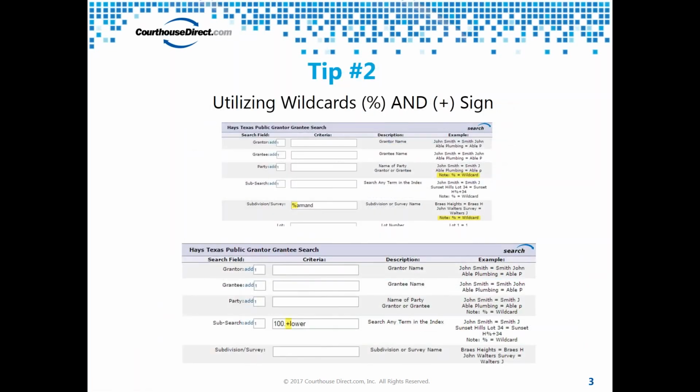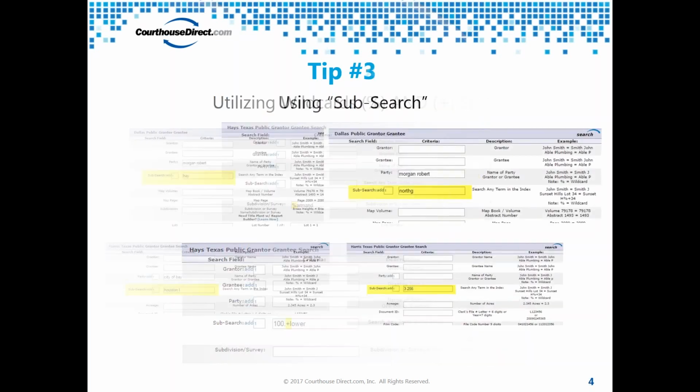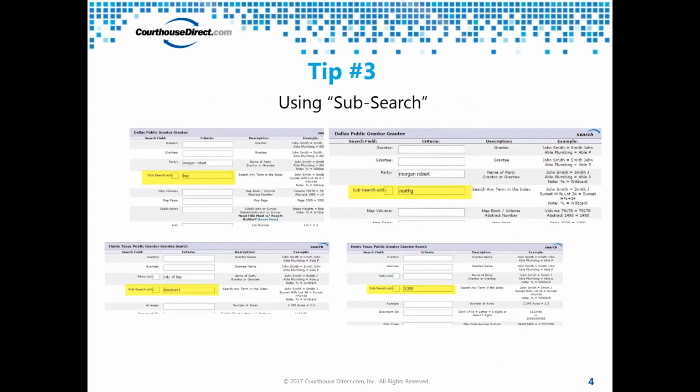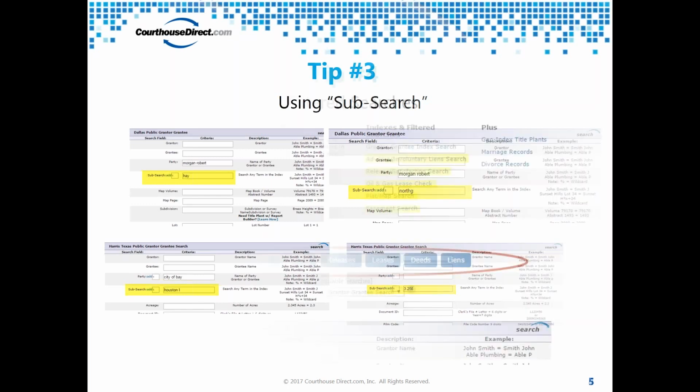Another tip that we're going to talk about is utilizing different wildcards and utilizing the plus sign, which you can use as an "and" feature on the site. Also, what we think is very powerful on Courthouse Direct is the ability to do a sub-search. I've got some examples on the screen that I'll be showing you, but essentially, the sub-search allows you to narrow a large set of results down to a smaller set of results.